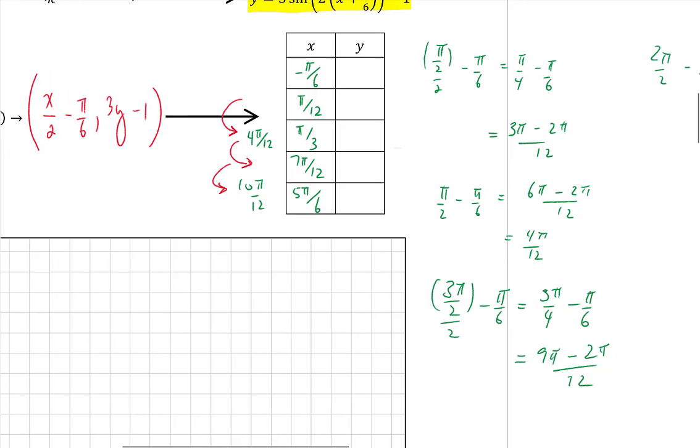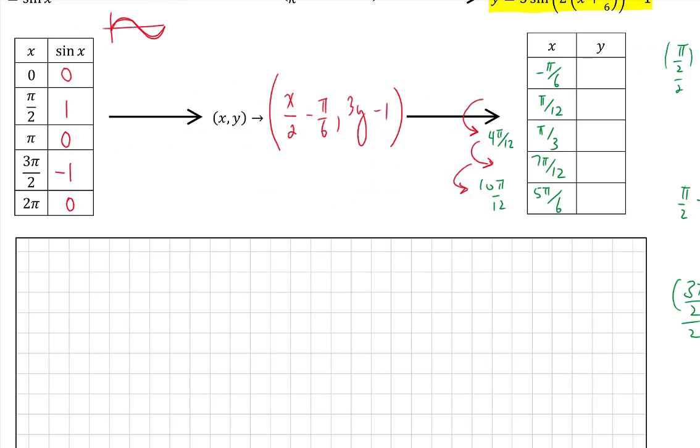So our next step is to determine our y values. If I sub in 0, I get minus 1. If I sub in 1, I get 2. If I sub in 0 again, that's our minus 1. Negative 1 will give me negative 4. And 0 will give me back a negative 1.